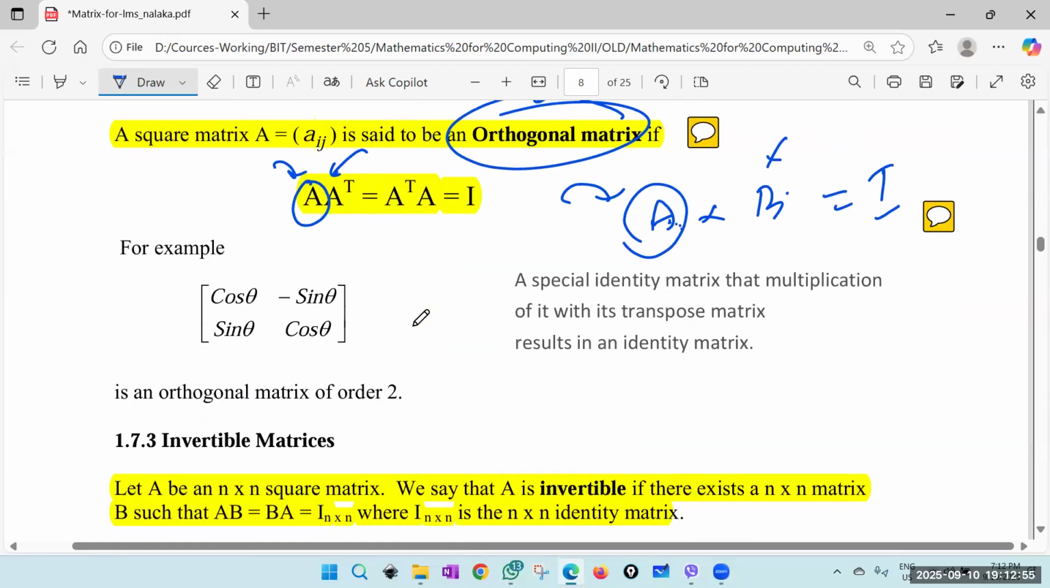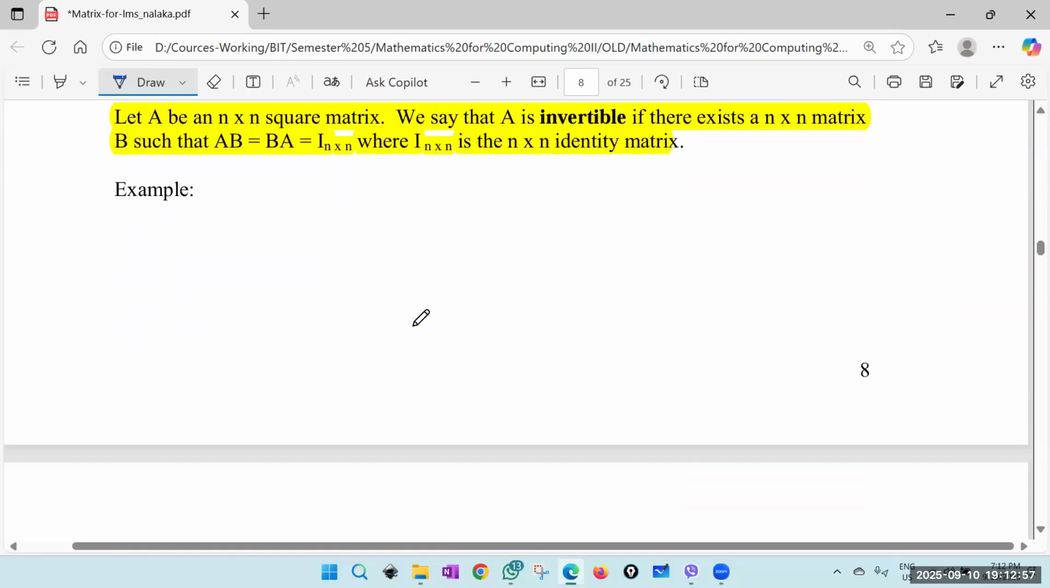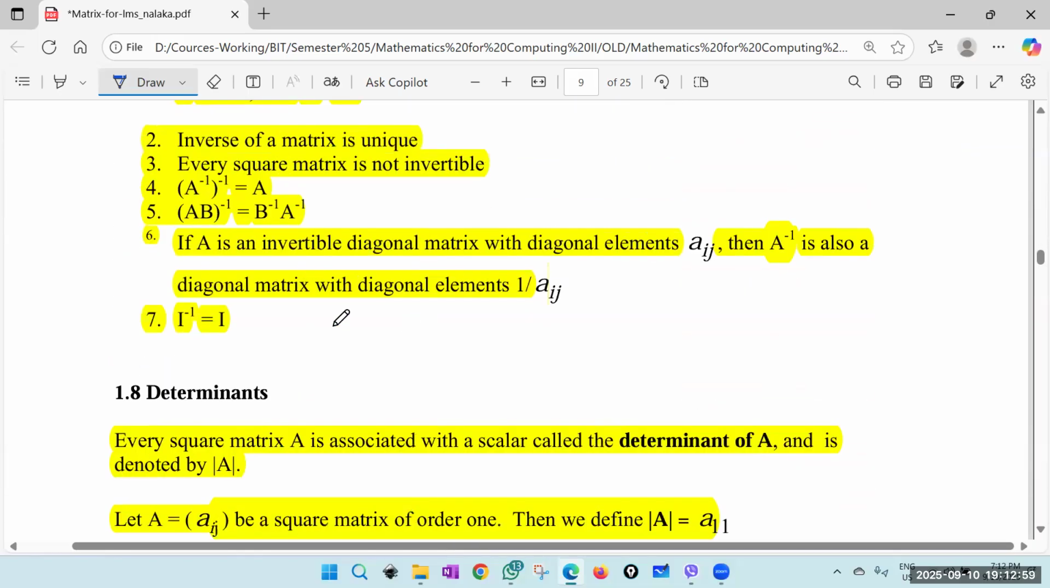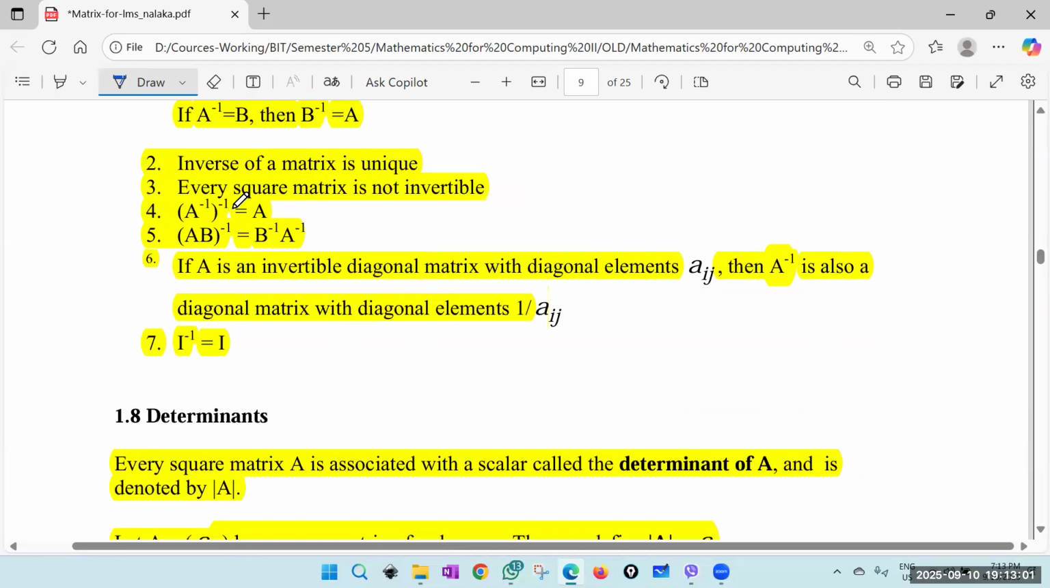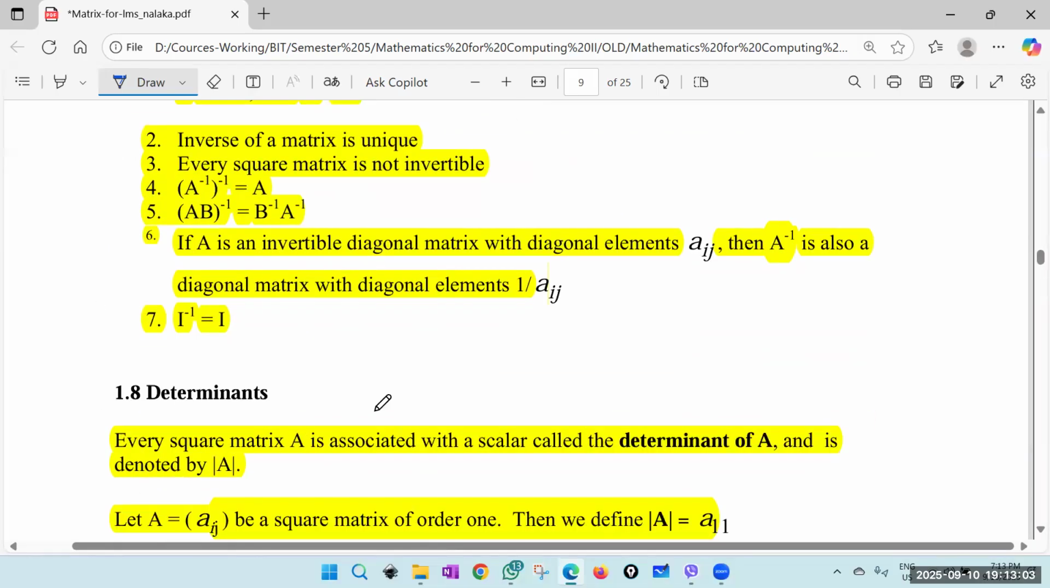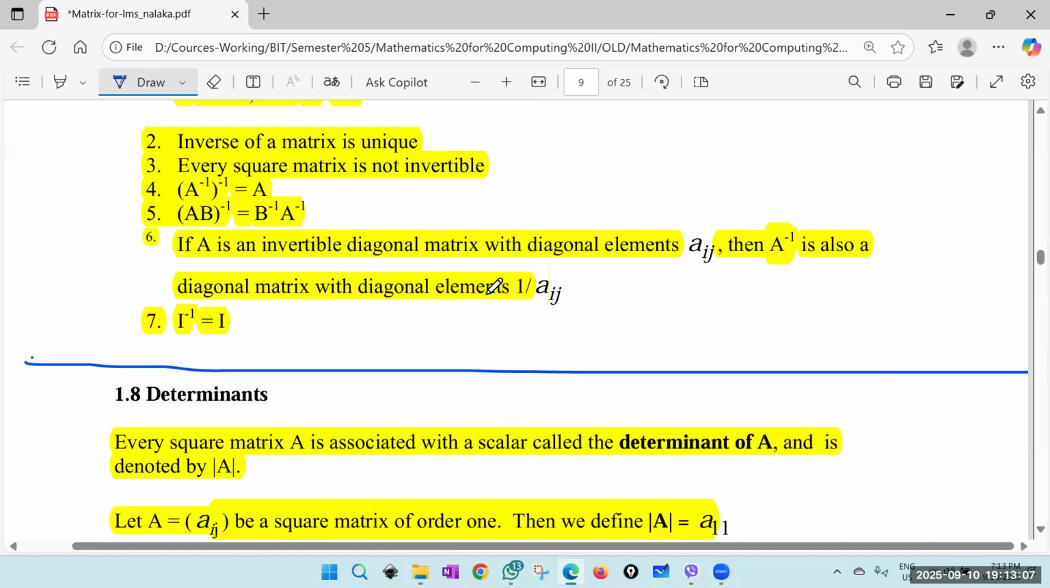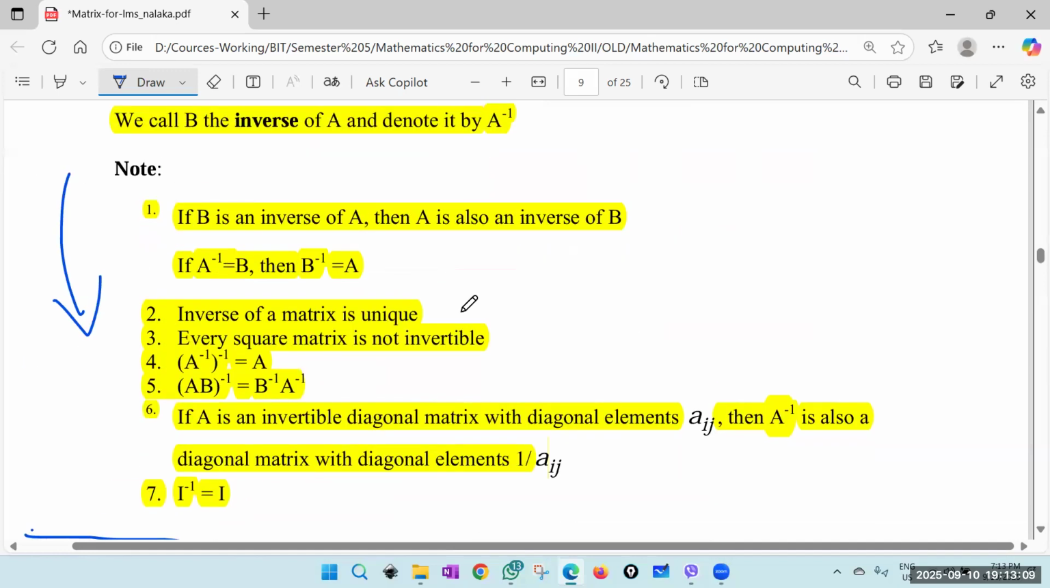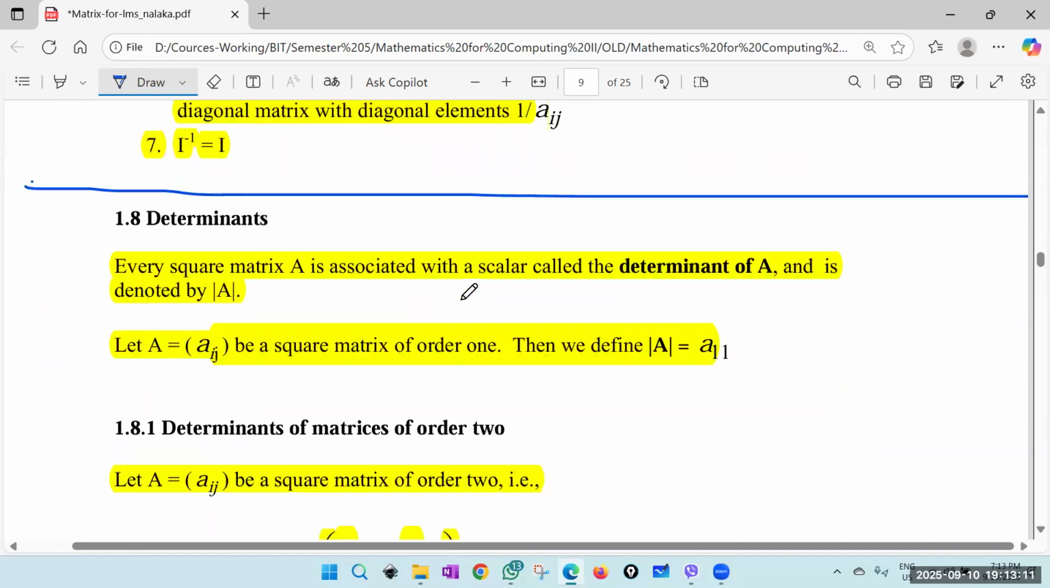Okay, right. So inversions we will discuss after discussing the determinants. Okay, right. So therefore, let's finish our discussion on determinants and then we'll come back to inverse matrices. Okay, right. So now we'll start our today's session.